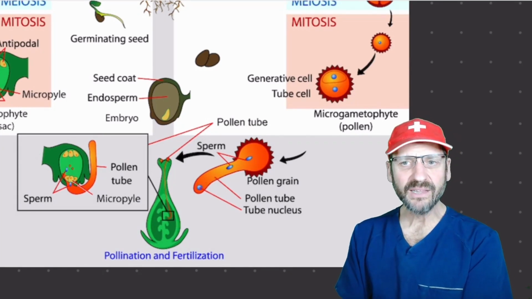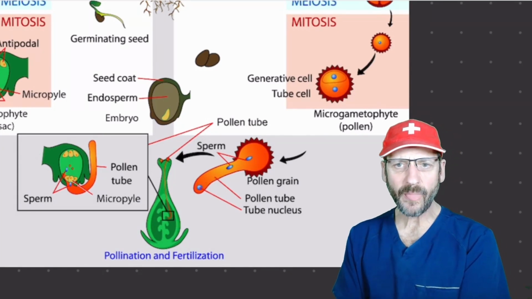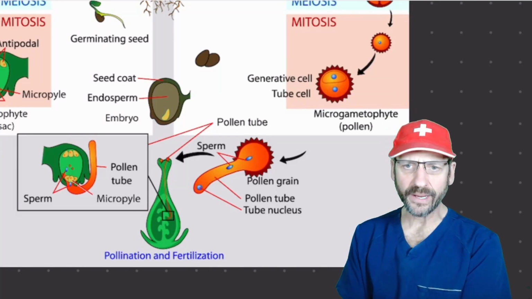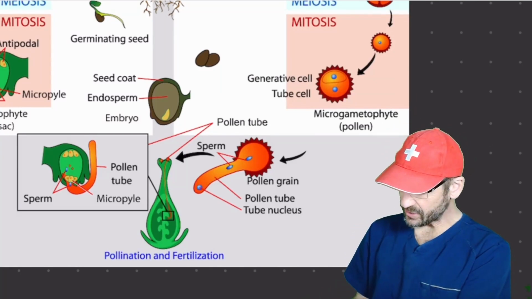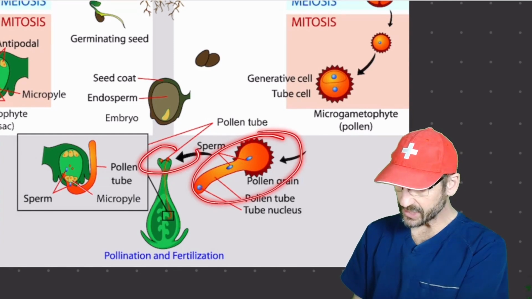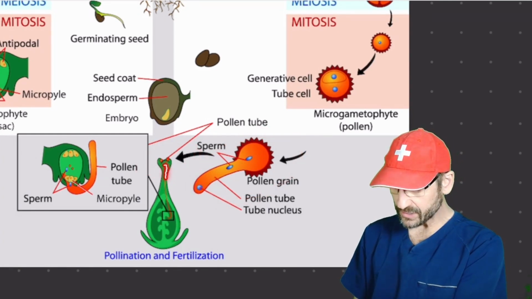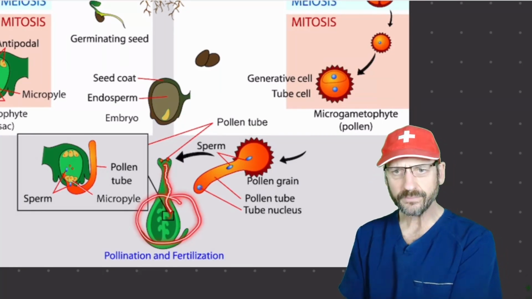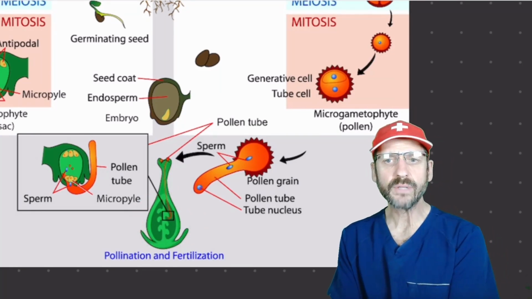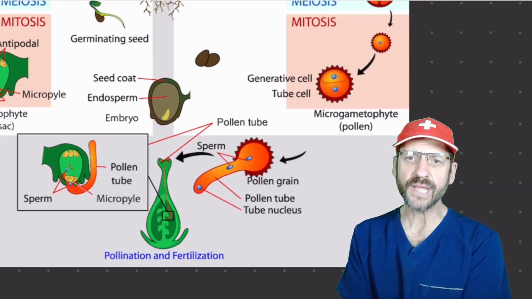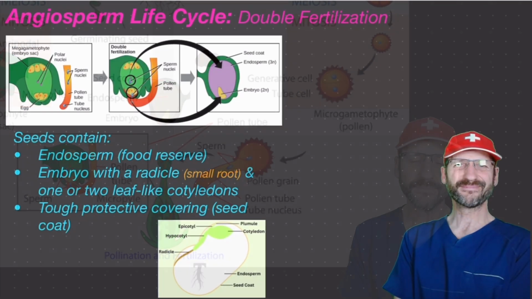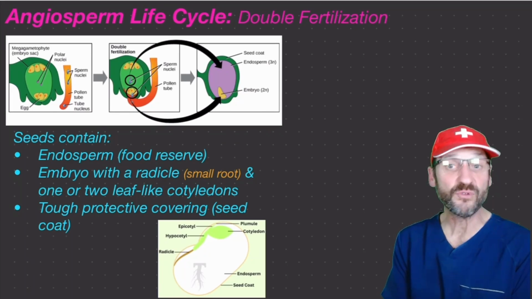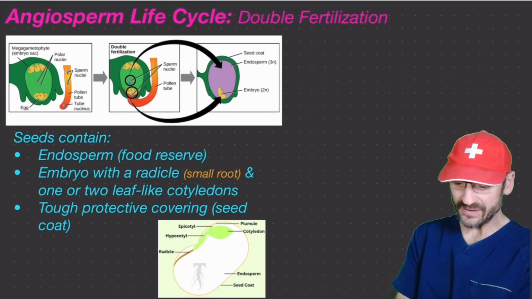When a pollen grain lands on the sticky stigma, a pollen tube grows down through the style and into the ovary. You can see that here. This pollen grain lands on the stigma, and this red thread is growing down through the style into the ovary. 2 sperm then travel through the tube and enter the embryo sac. 1 sperm fuses with the egg cell, forming a diploid zygote, the future embryo. You can see that here.